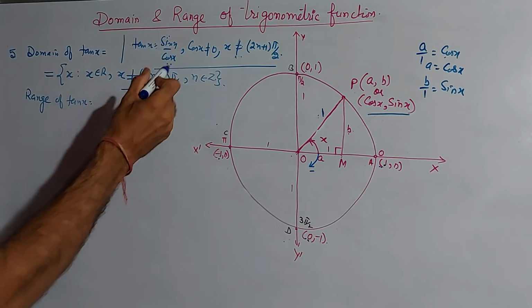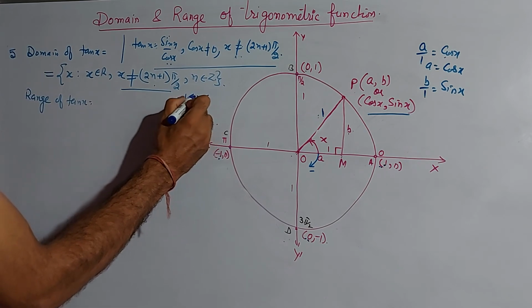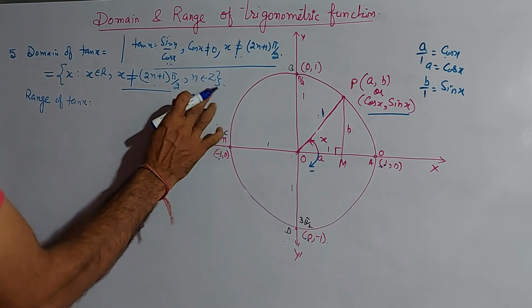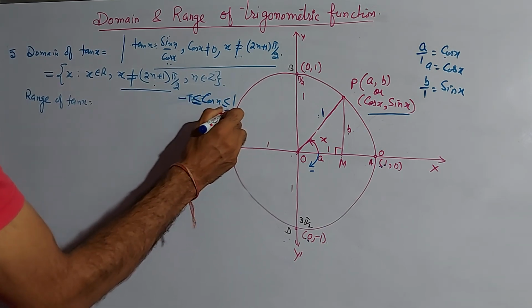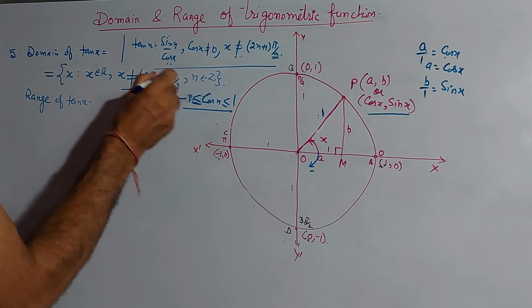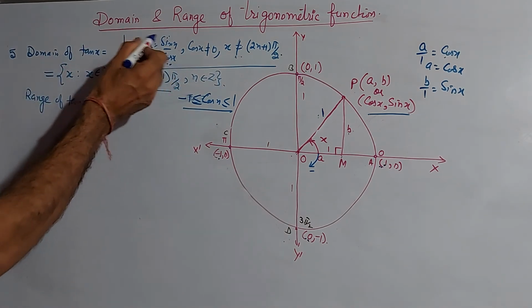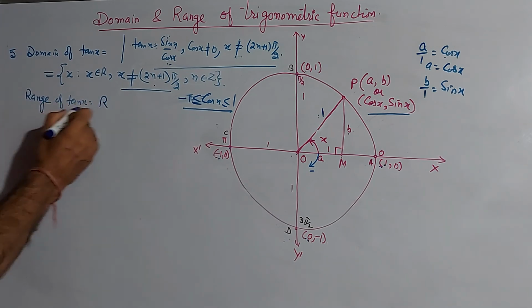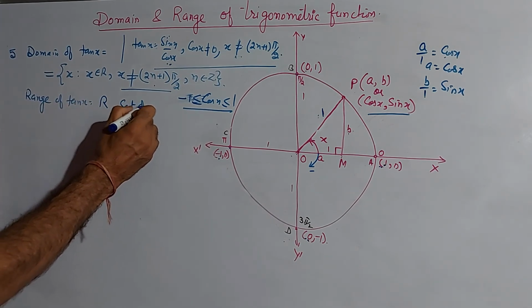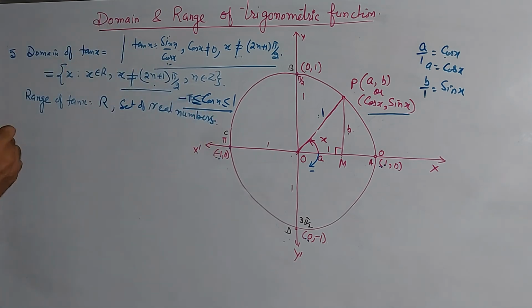Cos x is a fraction: cos x lies between -1 and 1. We know these values. When we put the fraction here, we get higher values, greater than 1. So we get all the real numbers. So the range of this function is the set of real numbers.